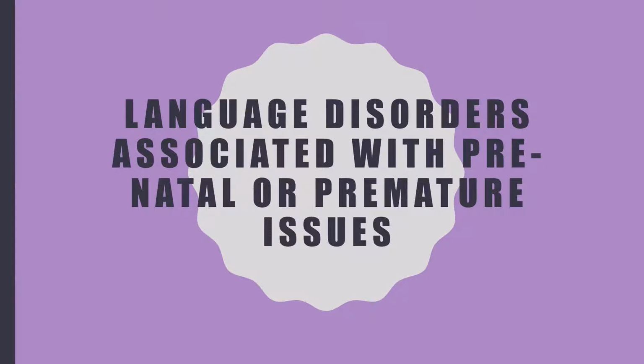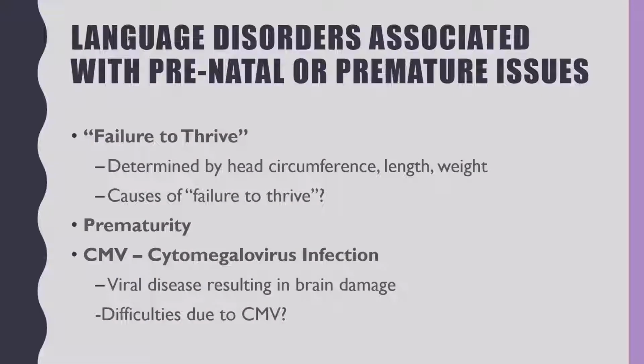Now we're going to discuss language disorders associated with prenatal or premature issues. So we're going to be on this slide for quite a bit. Many infants who have had prenatal or prematurity issues will be classified as failure to thrive. A physically small failure to thrive baby is determined by the infant's head circumference, height, and weight. Also, infants who are delayed in their overall development can be labeled failure to thrive.